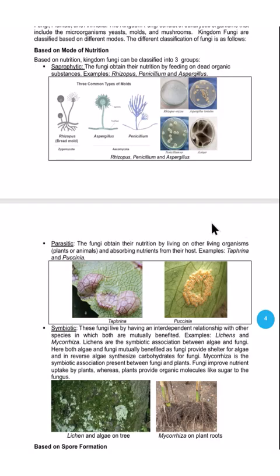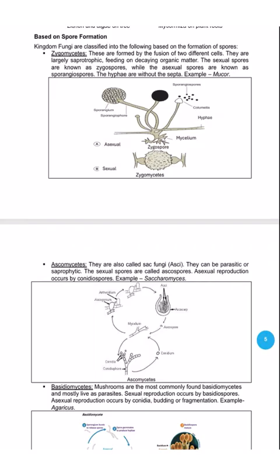So we move on to the other classification, which is based on the spore formation. As for the classification based on spore formation, the kingdom fungi are classified based on the type of the spores produced by the different types of fungi. And they are classified into four groups. The first group is the zygomycetes, and they live saprophytically. That means on dead organic matter or decaying organic matter.